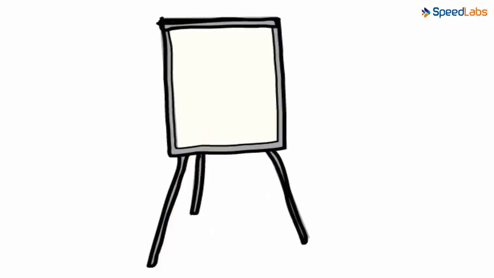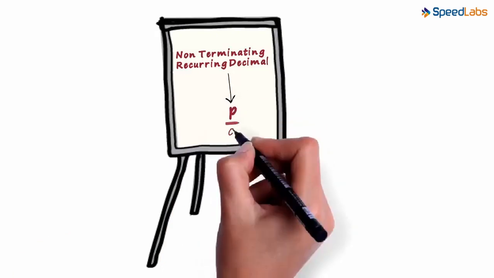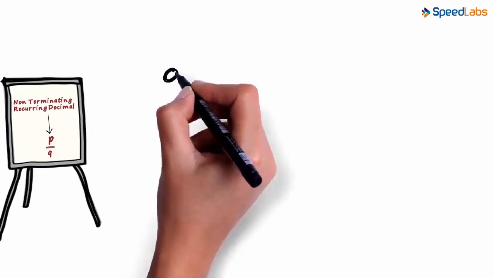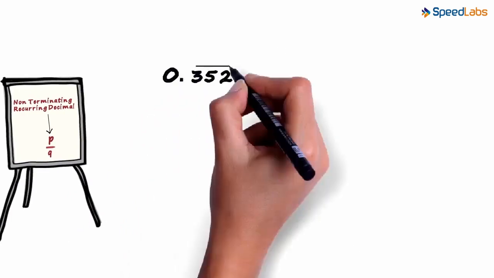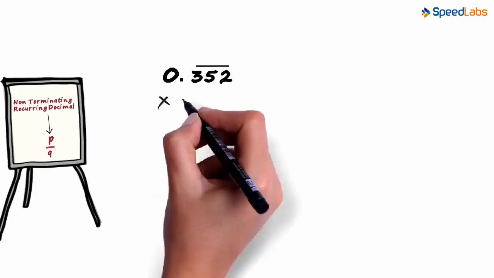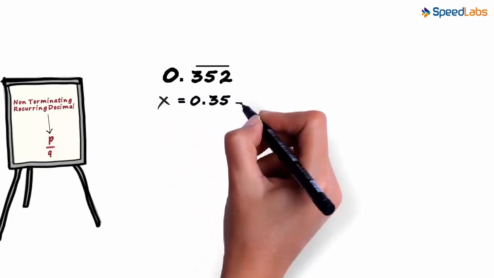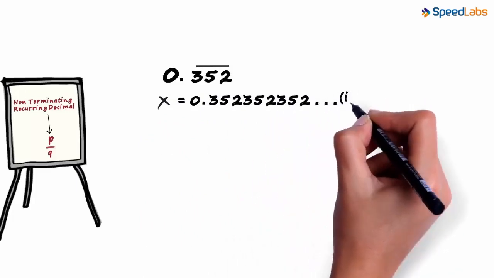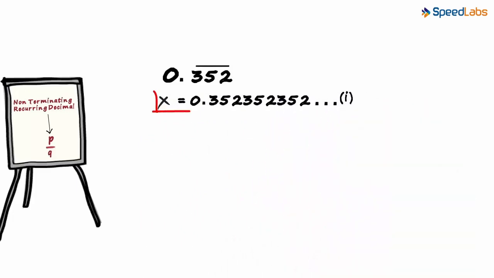Let's look at two more examples of converting non-terminating recurring decimals to the rational number form p by q. Here's our first example, 0.352 with a bar over 352. As we learnt in the last video, we equate this to a variable. So we can say that x equals 0.352, 352, 352 and so on. Let this be our first equation.